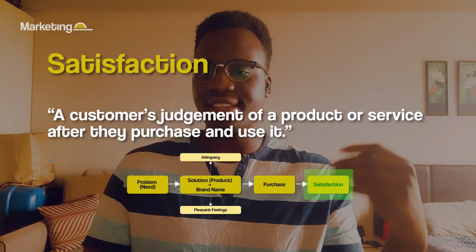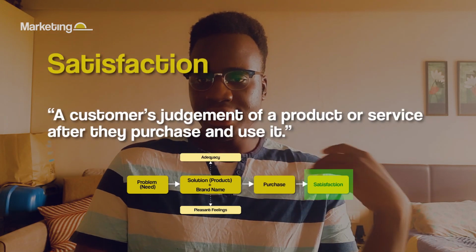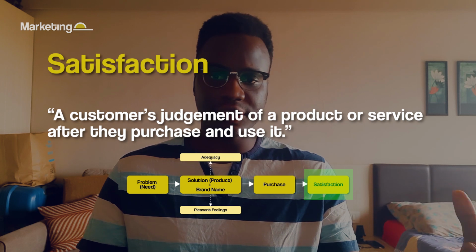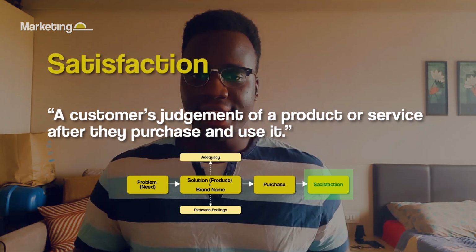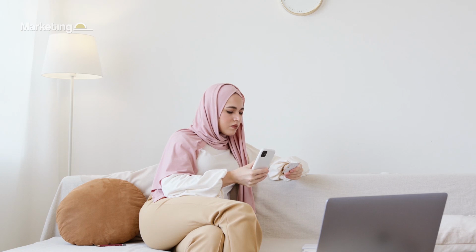And the last stage is satisfaction. So this is the customer's judgment of the product or service after they have bought and used it. And this may be either satisfaction or dissatisfaction. Satisfaction does not mean that the customer is satisfied, it's how satisfied or dissatisfied they are with a product or service. And on the negative side, it could be so bad that the customer ends up regretting the purchase. This is called buyer's remorse.